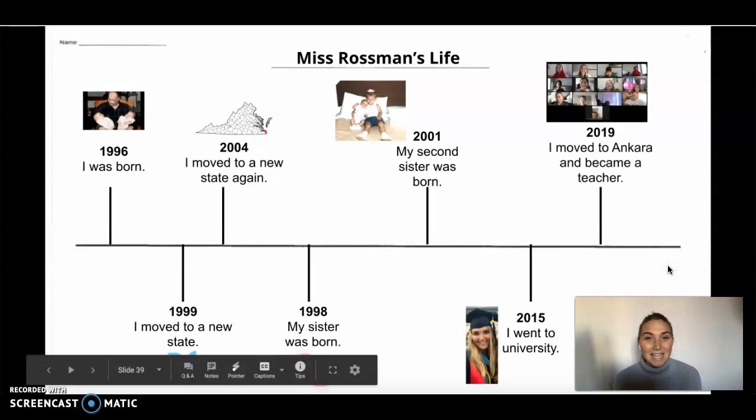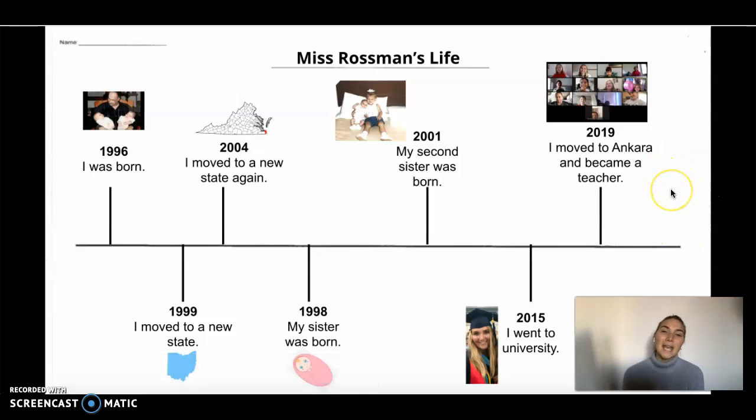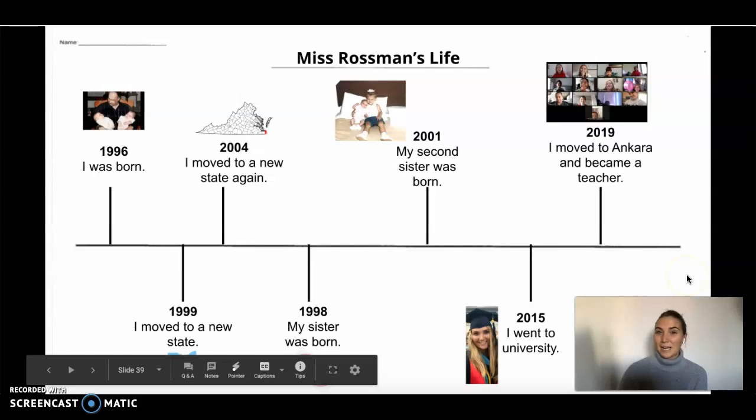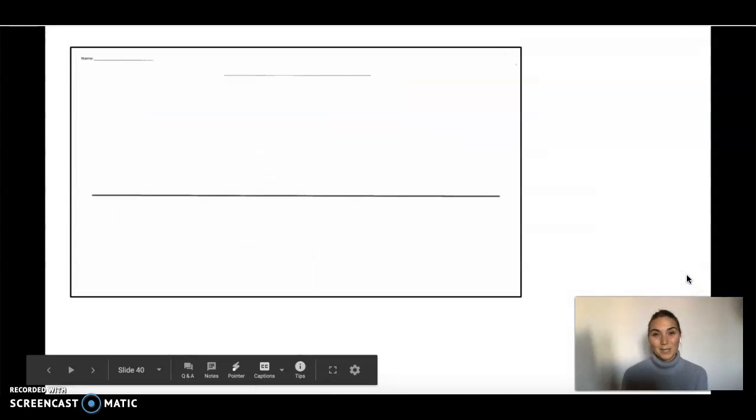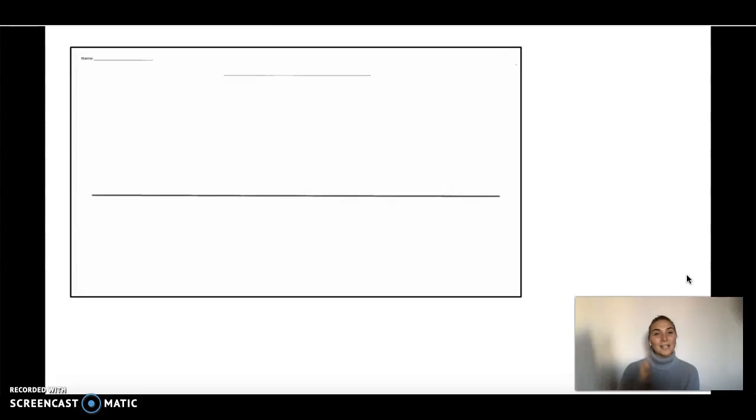The last event I put on my timeline was when I moved to Ankara and became a teacher. And here I have put a picture to show you that I am a teacher. All right, friends, these are just a few of the most important parts or events in my life. You will see that they are in order, things that happened in the past, and now things that are happening in the present.